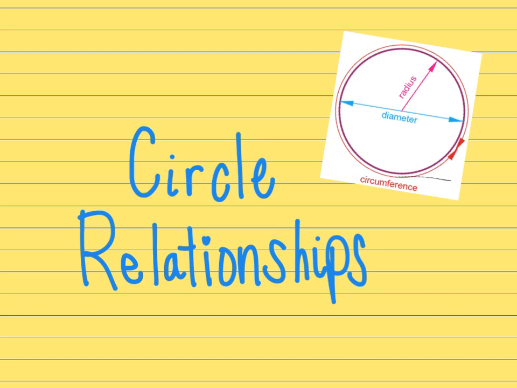This video is going to look at the relationships between the radius, the diameter, and the circumference. If you take a look at the picture on the screen, it shows you that all the way from one side to the other is the diameter, and from the center of the circle to the outside edge is the radius. The relationship between these two is that the radius is half of the diameter.